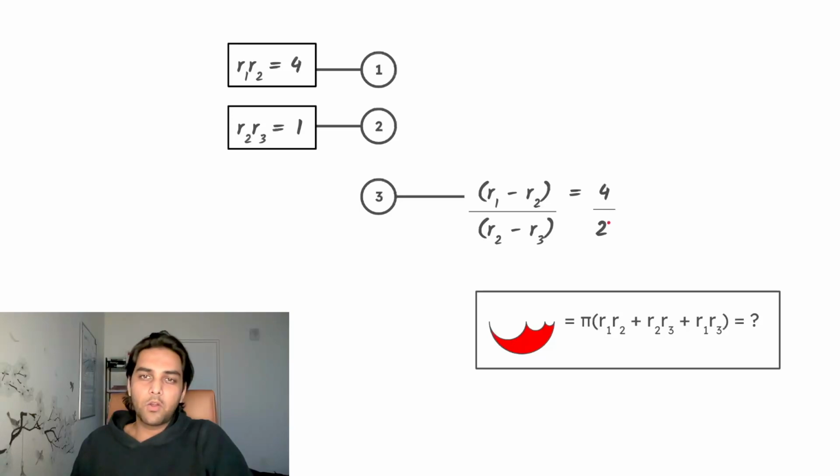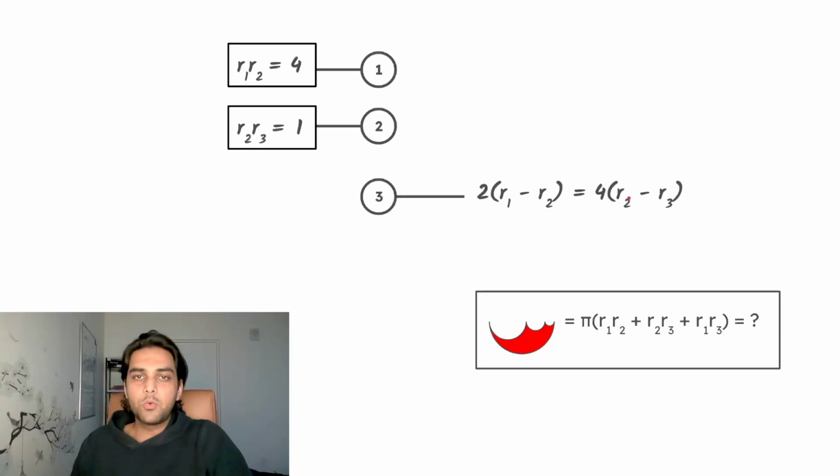To solve this, we can cross multiply and get the 2 on this side and this denominator on this side, and we get 2 times r1 minus r2 equals 4 times r2 minus r3. Let's expand these to get 2 times r1 minus 2 times r2 is equal to 4 times r2 minus 4 times r3. Let's add 2 times r2 to both sides to collect r2 on this side, and we get 2 times r1 equals 6 times r2 minus 4 times r3. And we get 2r1 equals 6r2 minus 4r3. Let's get this r3 on this side by adding 4r3 on both sides. So we get 2r1 plus 4r3 equals 6r2.